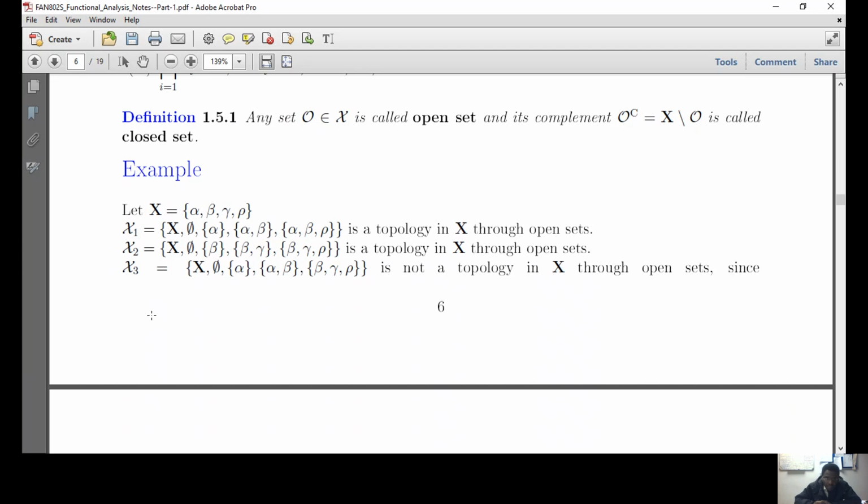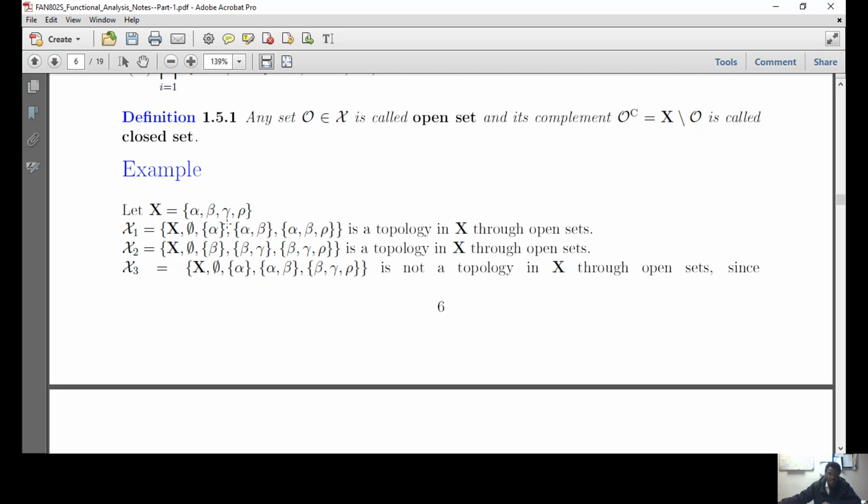Okay, but before I proceed, look, if we take alpha, we know that alpha is an open set. Why? Because it's an element of X1, and X1 is a topology. So open sets will be X and the empty set. So they are both in the topology. You can see that alpha is an open set. Alpha beta is also an open set. Alpha beta rho is also an open set.